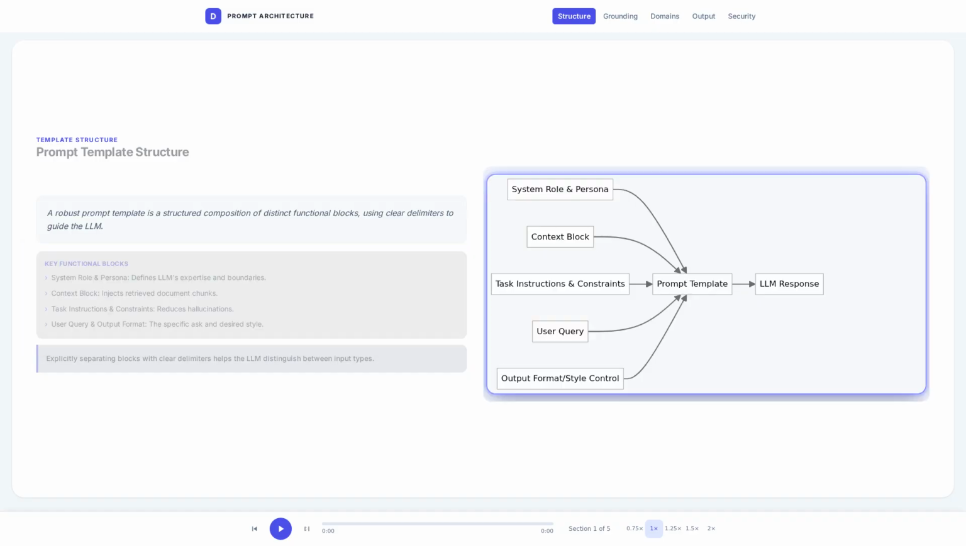Separating these blocks clearly is important. It helps the LLM know what's what. Is it an instruction, or is it retrieved data? This diagram shows it. All these pieces go into the LLM, and out comes a response. The main point here is structure guides the model. So a well-designed template has clear parts, with clear markers.